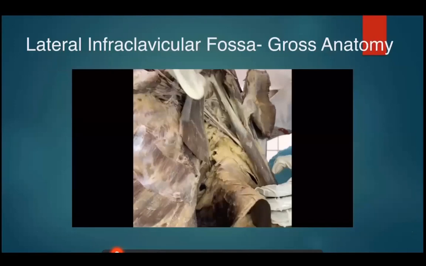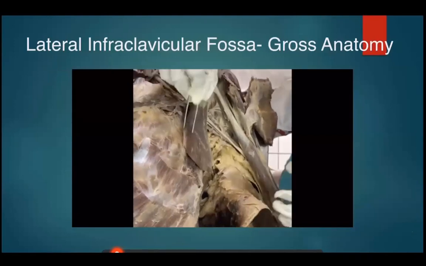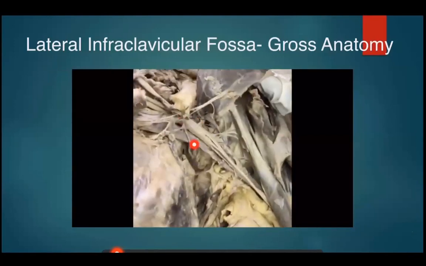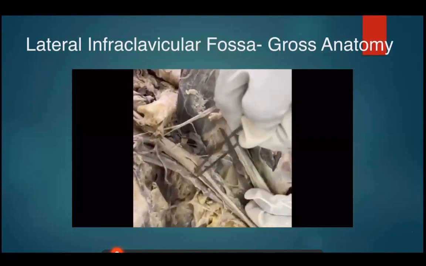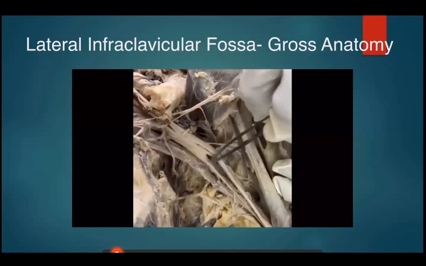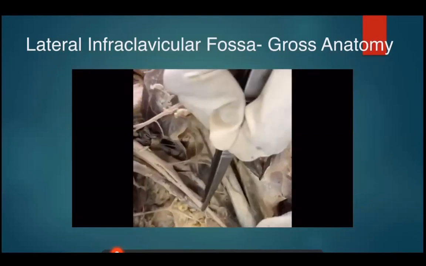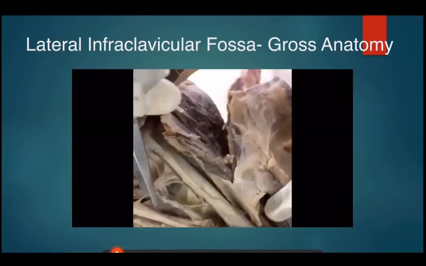Here is a video showing the lateral infraclavicular fossa gross anatomy. The pectoralis minor muscle is reflected. The area below the pectoralis minor is the lateral infraclavicular fossa. This is the axillary vein. Here will be the axillary artery. This is the lateral cord, which continues as the median nerve.